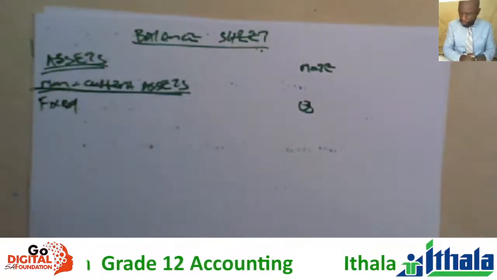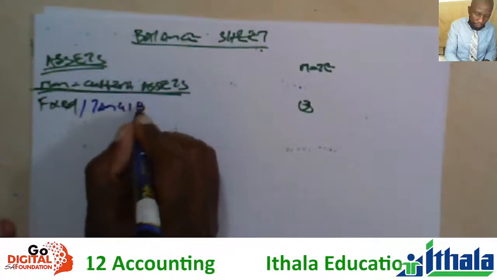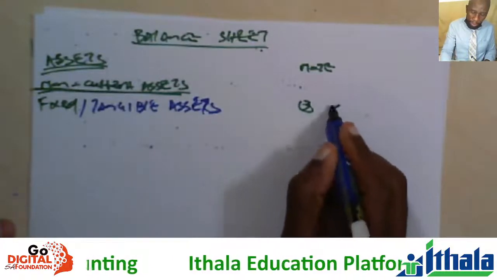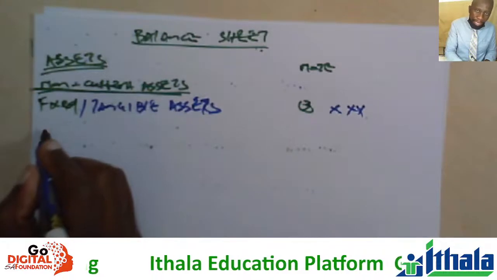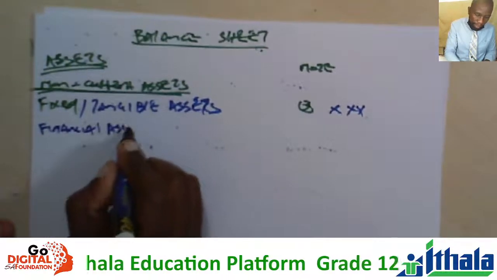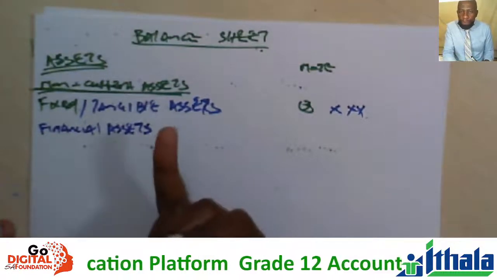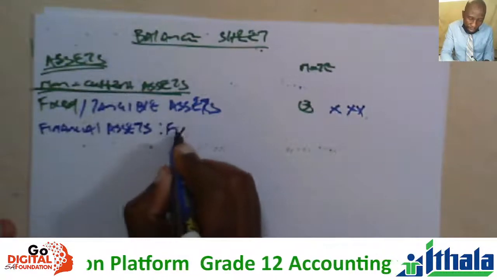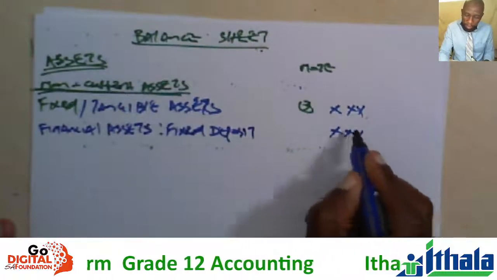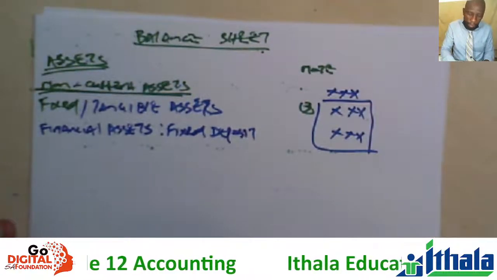We call it fixed or tangible asset. So you record the figure here. And then you add the financial assets. Financial assets are assets that you cannot touch, like a fixed deposit in the investment. Let's say we have a fixed deposit. We add that, and put that figure on top. That is the total of the bigger assets.